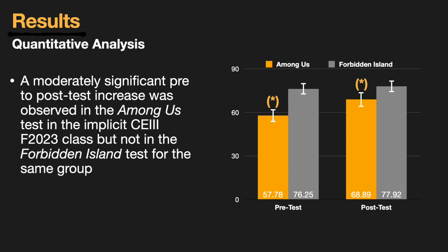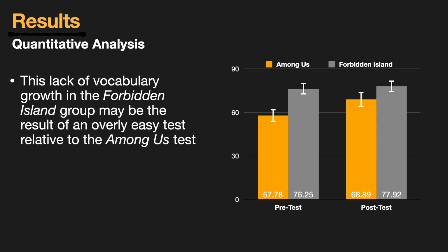Regarding the implicit vocabulary tests from the Communication English course, a moderately significant post-test increase was observed in the Among Us test, but not in the Forbidden Island test. Although this test result is not so reliable as indicated by a paired power analysis due to a low sample size, with that being said, these results potentially indicate that games may elicit implicit growth of L2 vocabulary, but not for every game. However, the lack of growth in the Forbidden Island test results may be the result of the pre-test being too easy relative to the Among Us test.